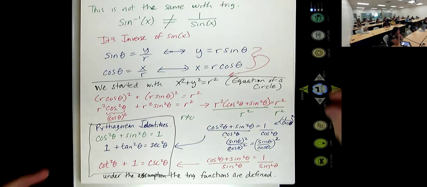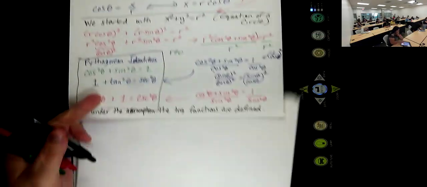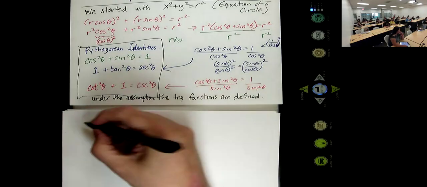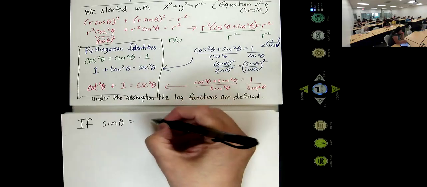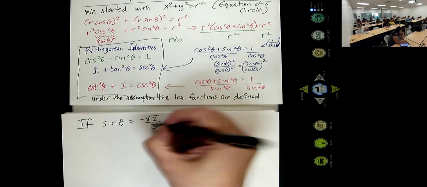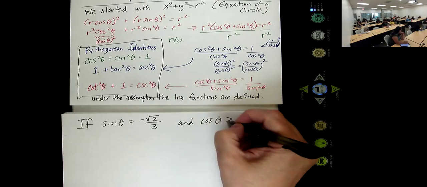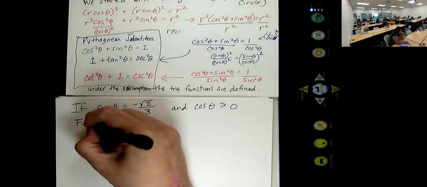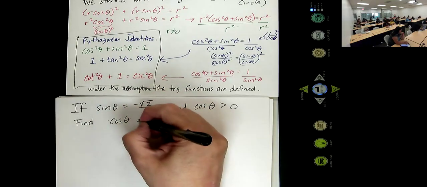Almost done. This was a busy day, it's a long section. So we can actually use these to find part of the answer to the problems also. Let's say sine theta equals negative square root of 2/3, and cosine theta is greater than 0. Find cosine theta and tangent theta.